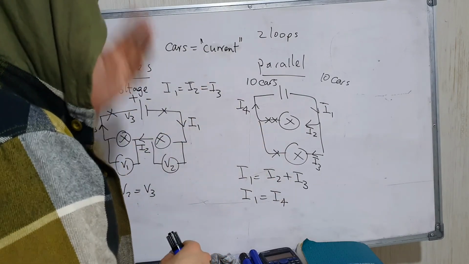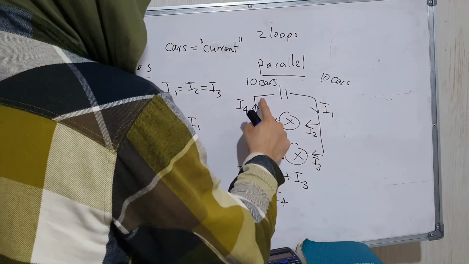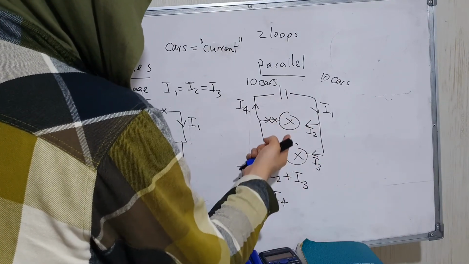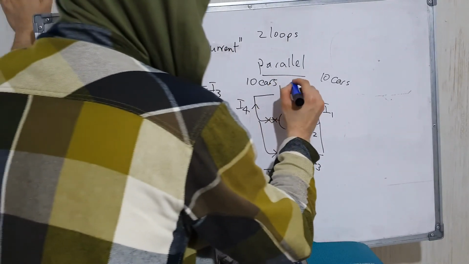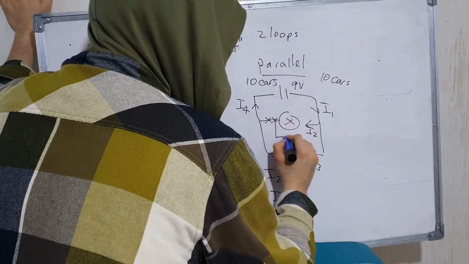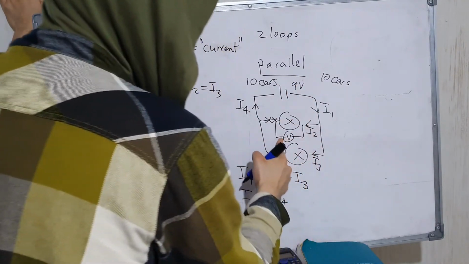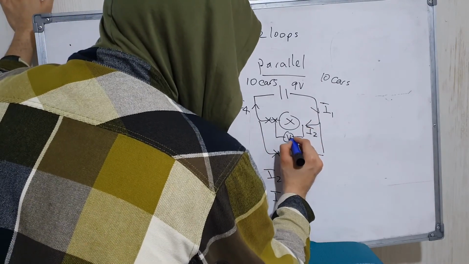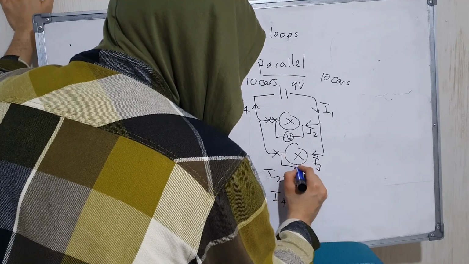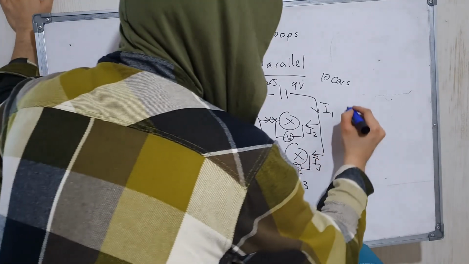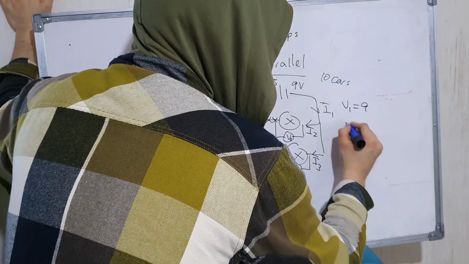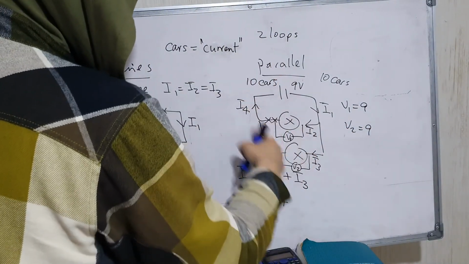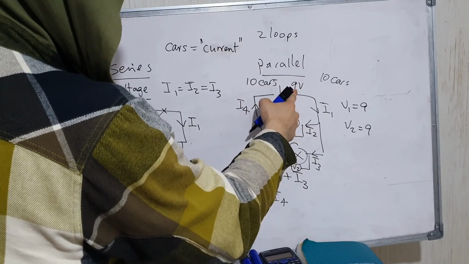Now, what about the voltage? Because you've got 2 loops, here you've got a separate loop and here you've got another loop. So the voltage across each of these bulbs is the same. Let's just say here is 9 volts. Across here, you've got 9 volts. Let's just say this is V1 and this is V2. V1 is equal to 9, V2 is equal to 9, because you've got 2 loops. So each of those 2 loops will have the same energy as the 9 volts.